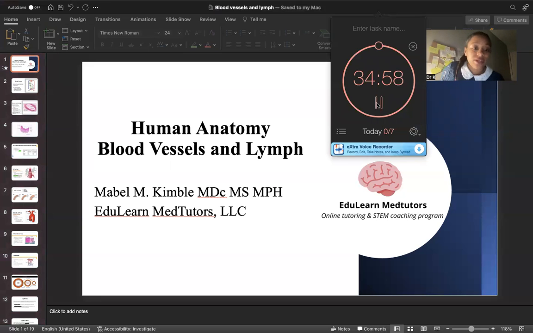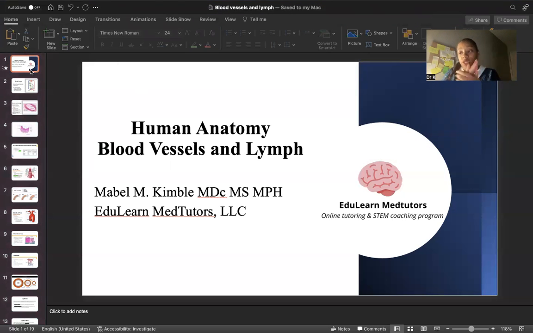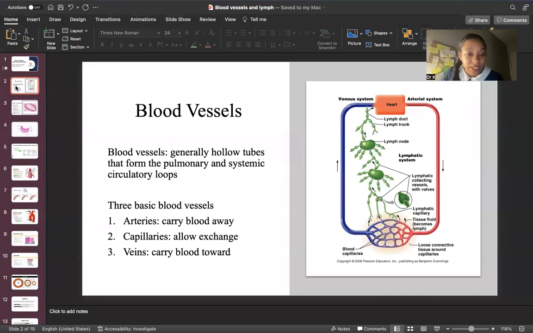All right, so today we're going to do blood vessels and lymph, but because of our time, we'll most likely just do blood vessels. So here we go. Let's dive into the blood vessels. The first thing we're going to talk about when it comes to blood vessels is simply what their functions are.